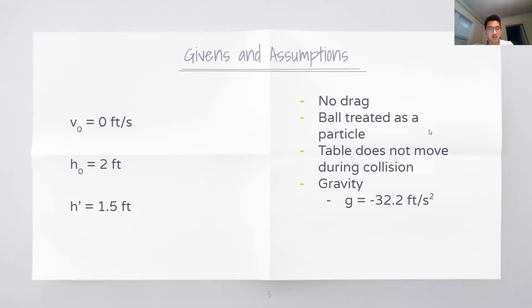So, some givens and assumptions. We were given that we are dropping from rest, so v naught equals 0 feet per second. Our initial height is 2 feet, and our rebounded height is 1.5 feet. Some assumptions we have to make: there is no drag in this scenario, we treat our ball as a particle, we assume the table does not move during the collision with our Chinese checker piece, and gravity is negative 32.2 feet per second squared.